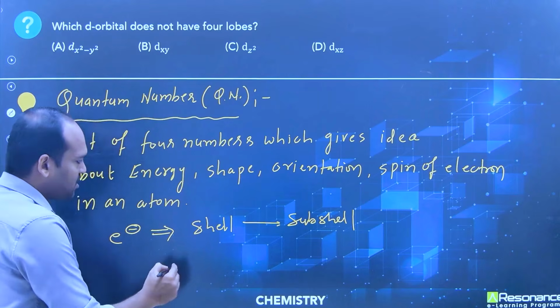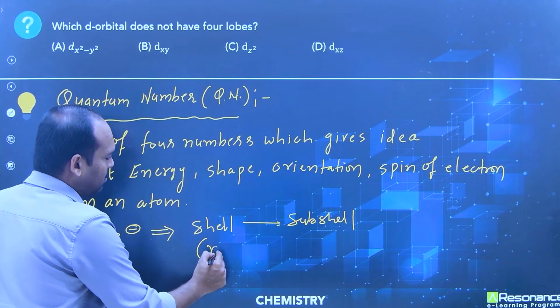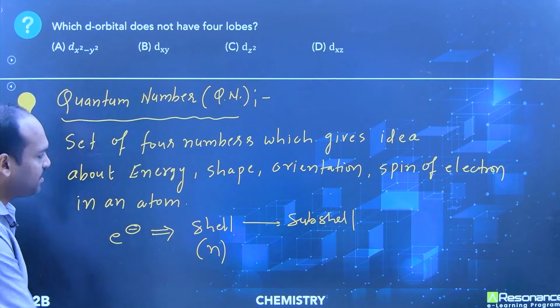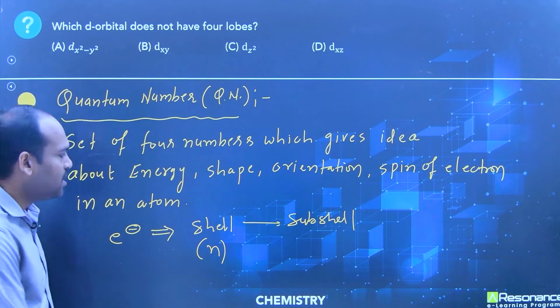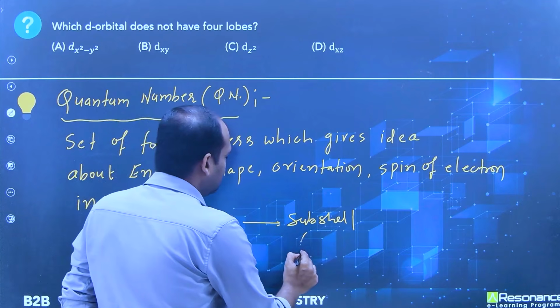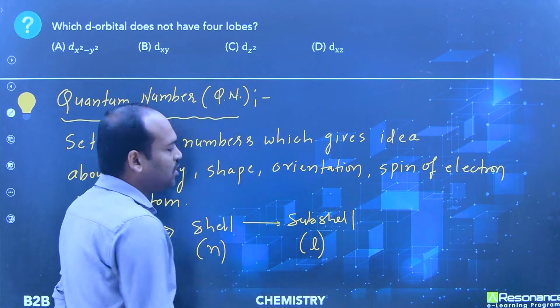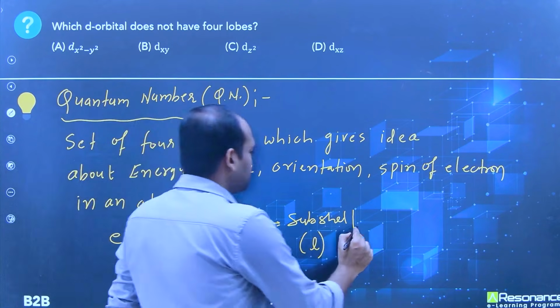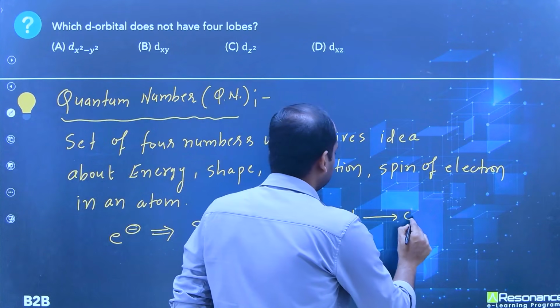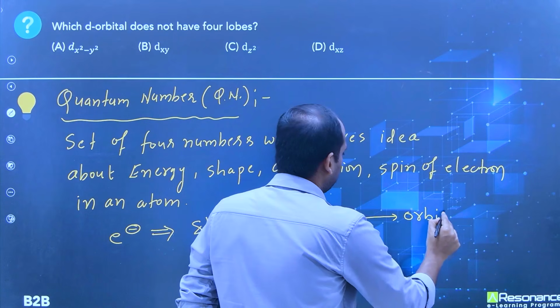Okay, so the shell is represented by the principal quantum number. Discuss what the principal quantum number is and what values it can have. Subshell is represented by the azimuthal quantum number, which is L. Then inside the subshell we have orbitals. And take the examples also.